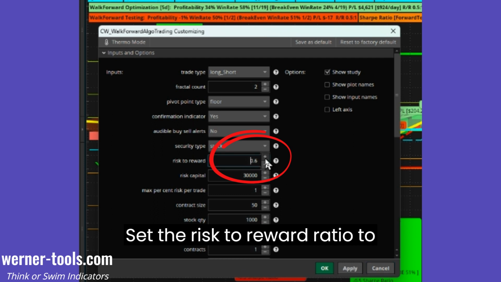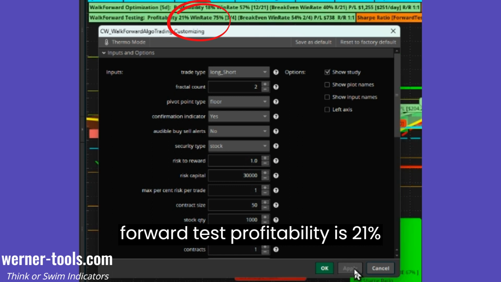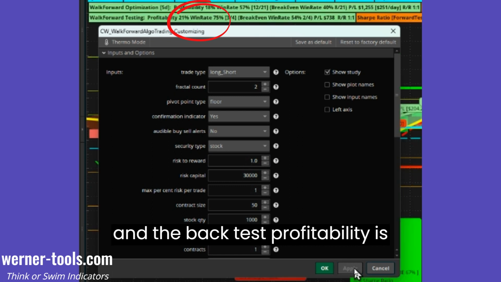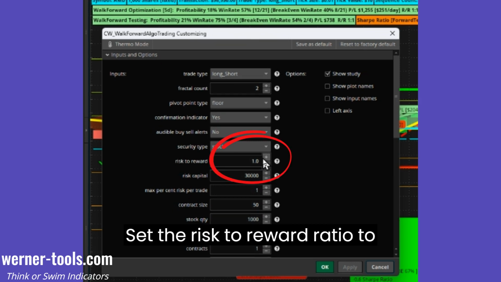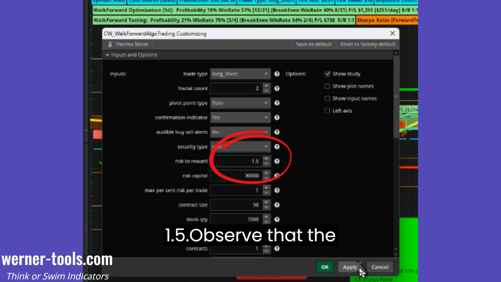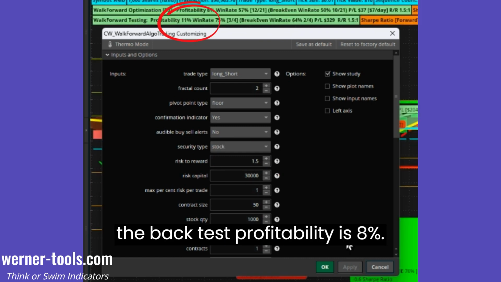Set the risk-to-reward ratio to 1.0. Observe that the forward test profitability is 21% and the back test profitability is 18%. Set the risk-to-reward ratio to 1.5. Observe that the forward test profitability is 11% and the back test profitability is 8%.